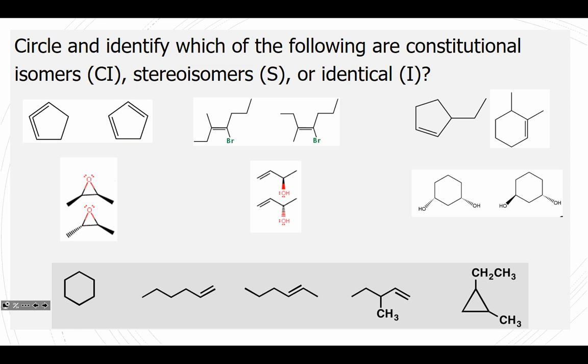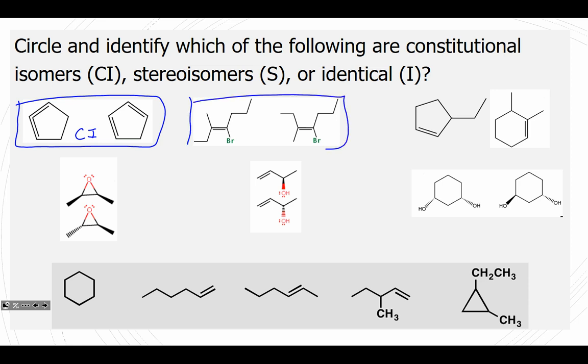So let's look at these first two right here. What do you think? It is constitutional isomers. They won't be named the same. They're not cis and trans, but they'll have the same chemical formula, C whatever, H whatever. Okay? What about these next ones? Be careful. Identical.